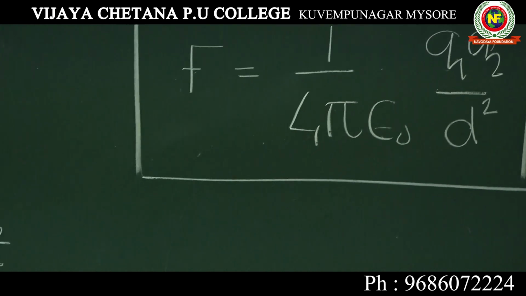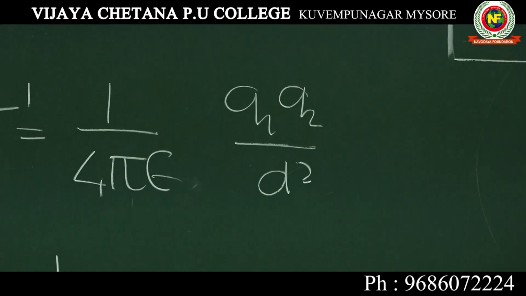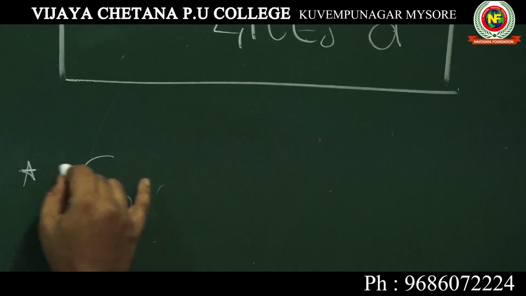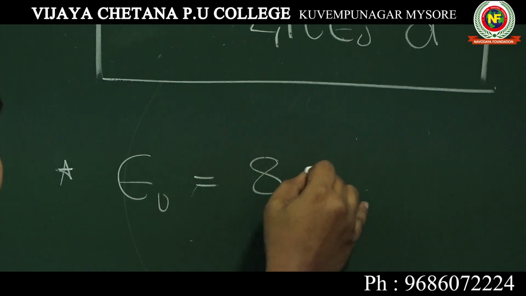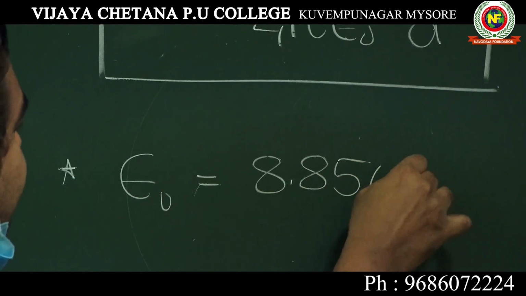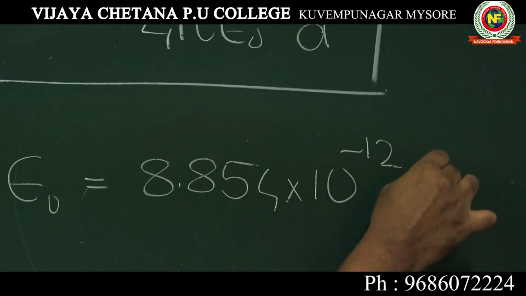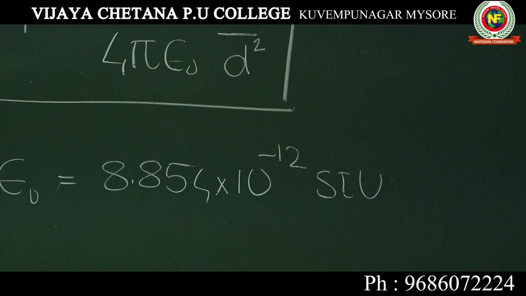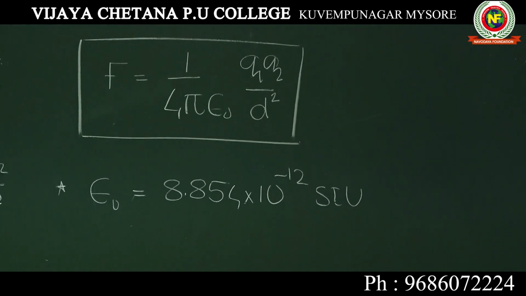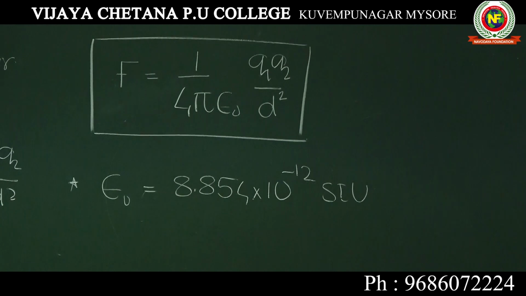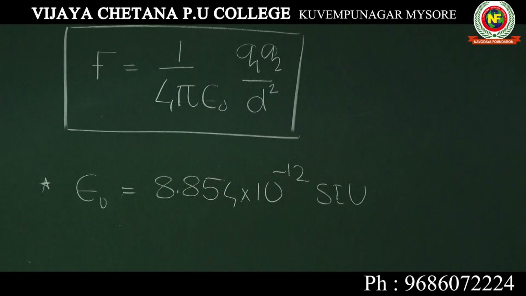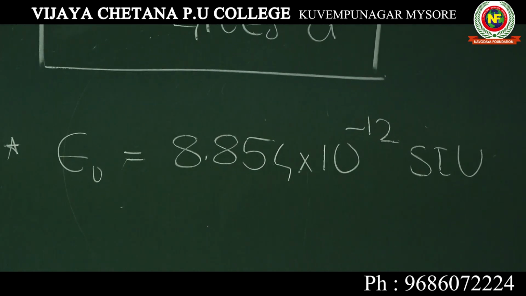In case of air or vacuum, epsilon naught value is equal to 8.854 into 10 to the power of minus 12 SI units. How do we write the SI unit for epsilon naught? I will tell you later. At the moment, you just remember its value in SI system is 8.854 into 10 power minus 12. This is the permittivity of free space. You go to any other medium, its value keeps changing.